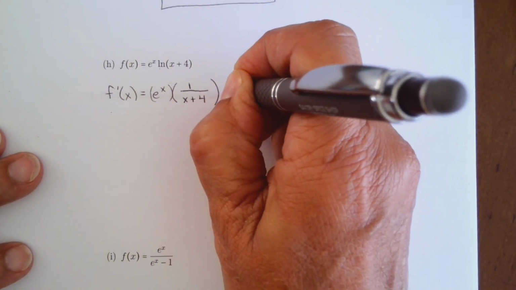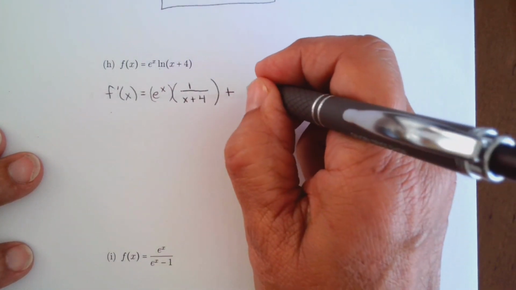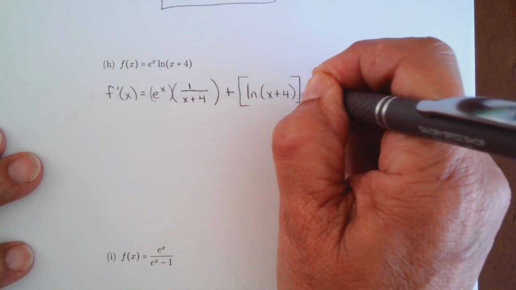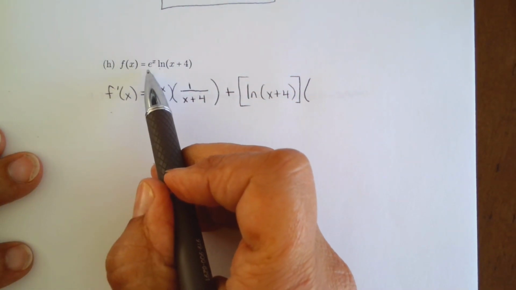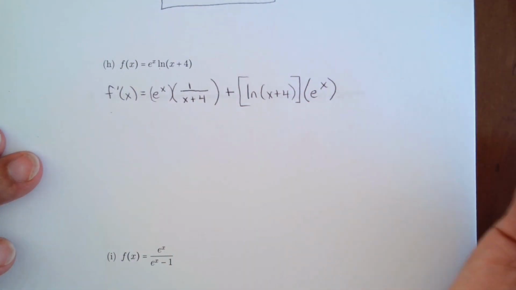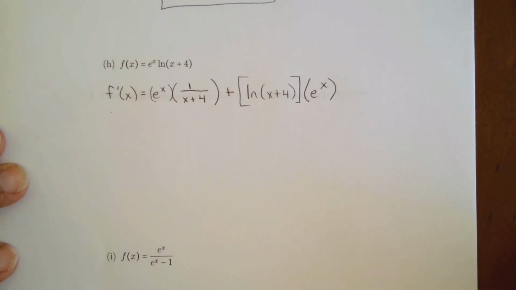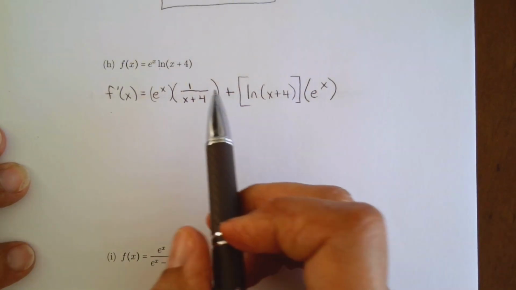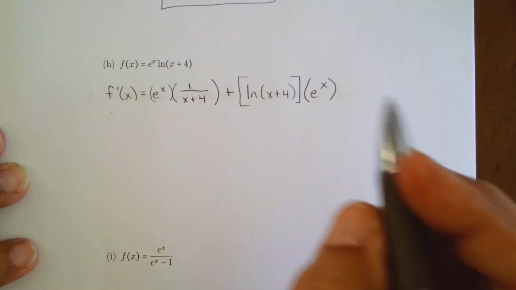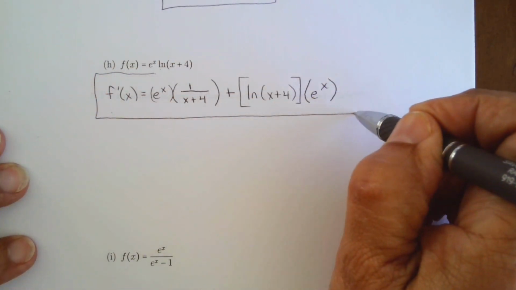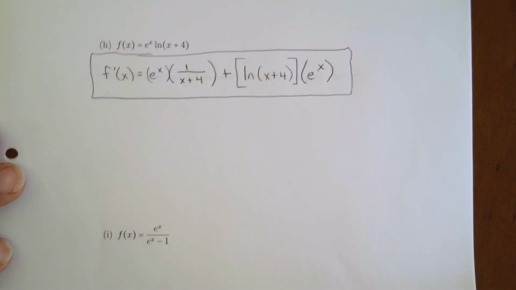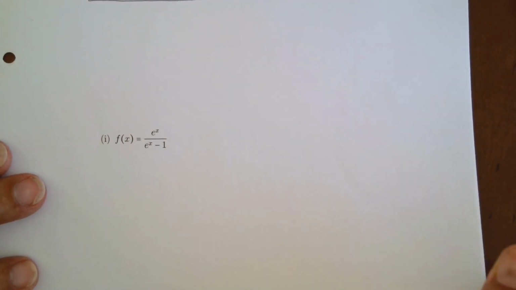All right, plus, and now we're going to do the second function, natural log of x plus 4, times the derivative of the first function. So the derivative of e to the x is e to the x. I'm not really going to clean that up. There's not a whole lot I can do other than put this in the numerator, which you could. You could put the e to the x out front. I'm just going to leave that one alone for now. I don't see much use in simplifying that. All right, part I.